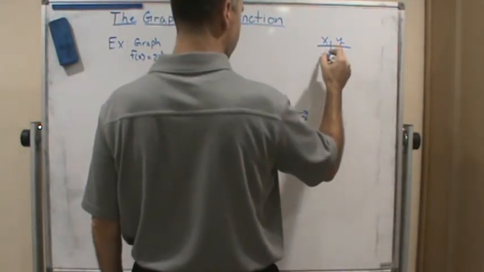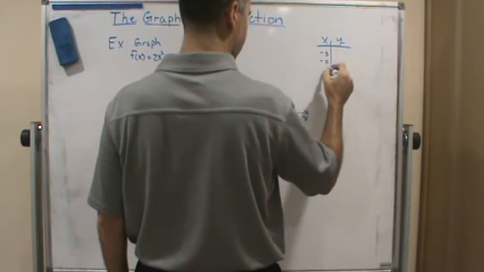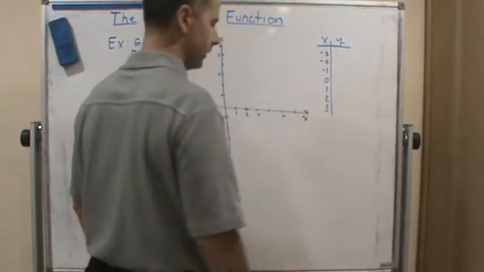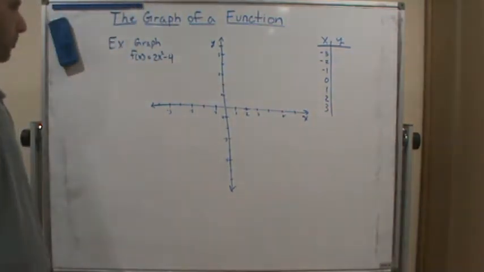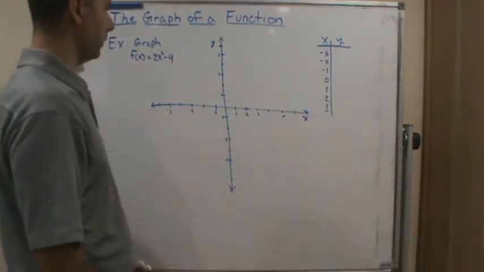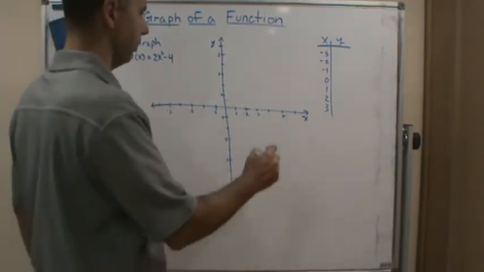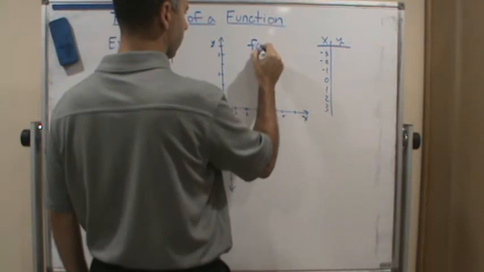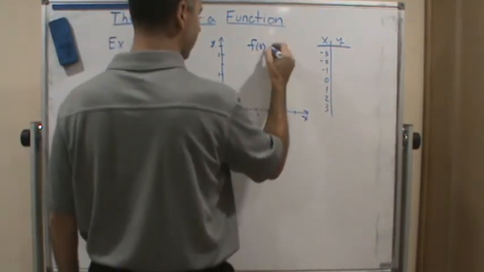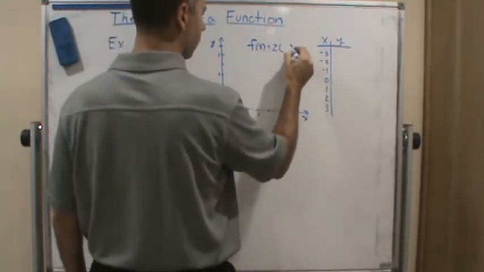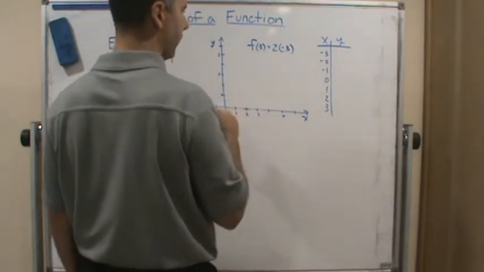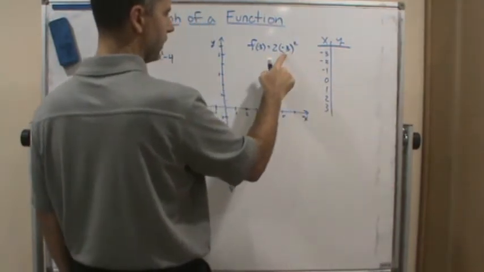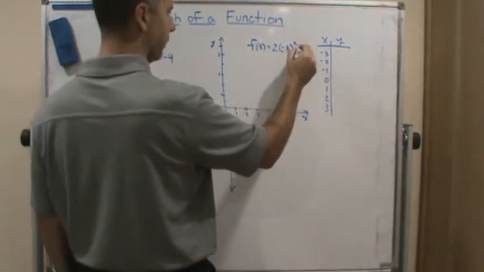So let's start with, again, -3, -2, -1, 0, 1, 2, 3. Let's start with those, see what we get. And so now we plug in -3. So now again, remember, if we stick in -3, we have to stick in -3 wherever there's an x. So x squared becomes (-3) quantity squared minus 4.